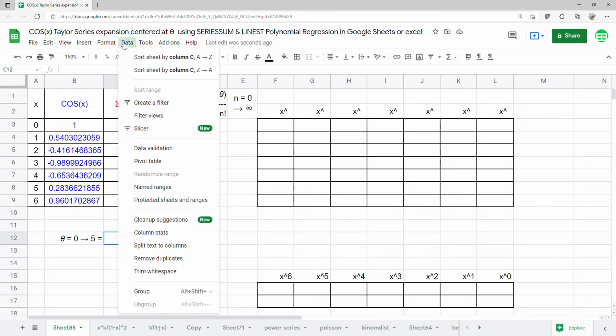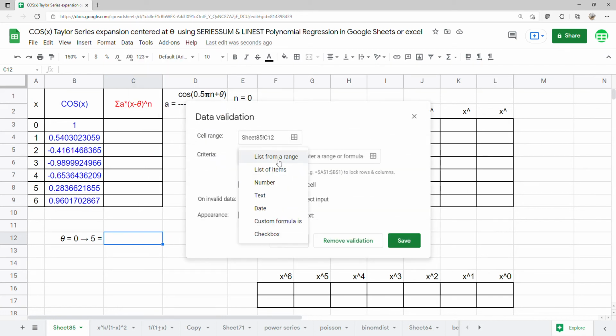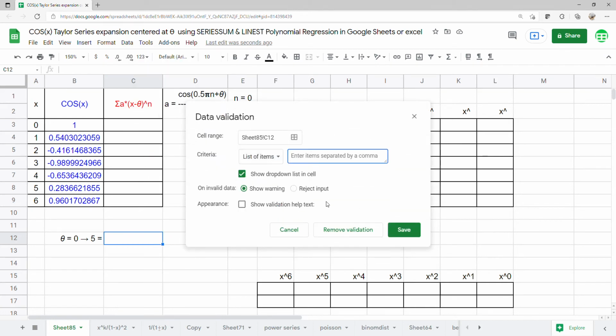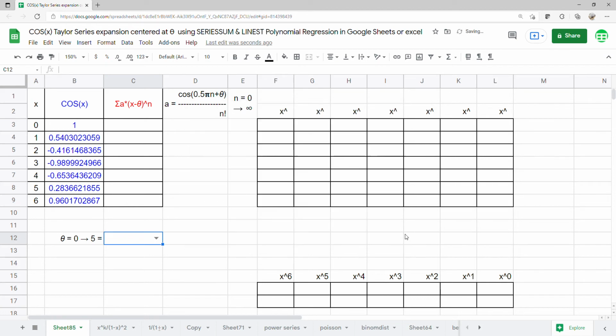So data validation, list of items, that's 0 to 5. So at 0, it is the Maclaurin series expansion. At theta equals 1, it will be Taylor series expansion centered at 1. 2, Taylor series expansion centered at 2.